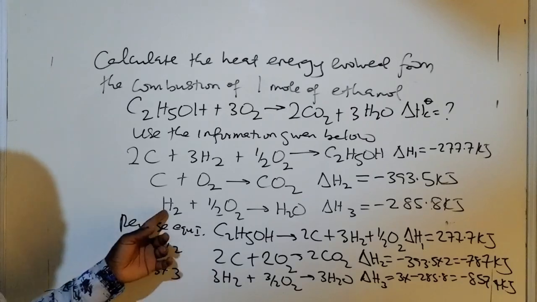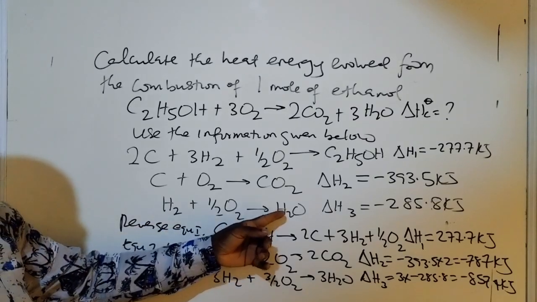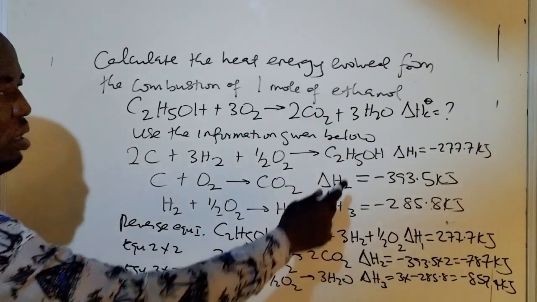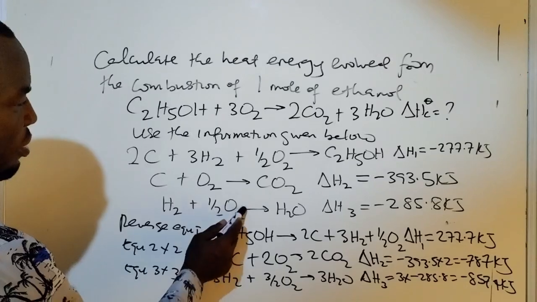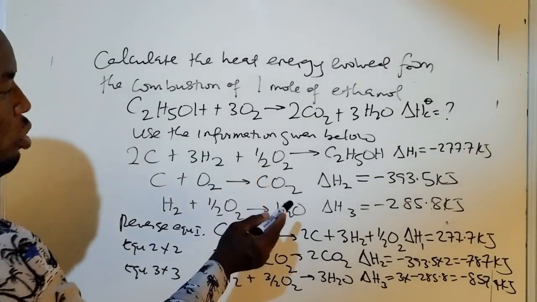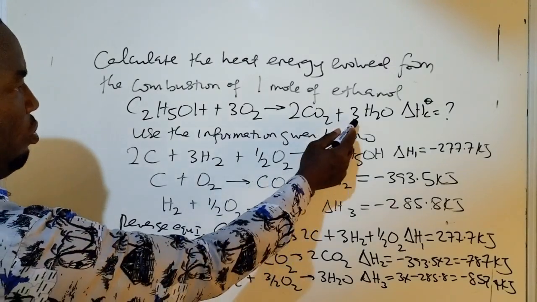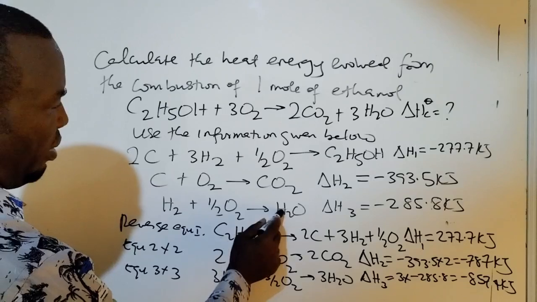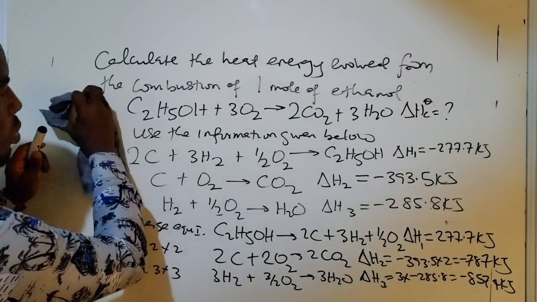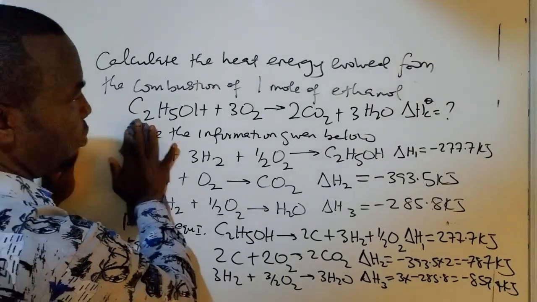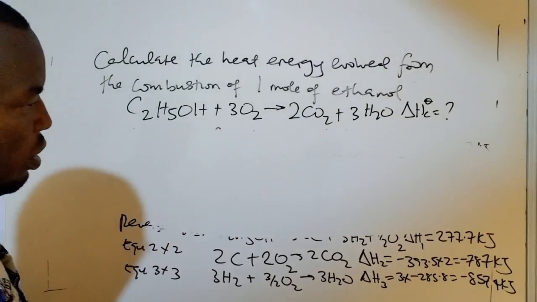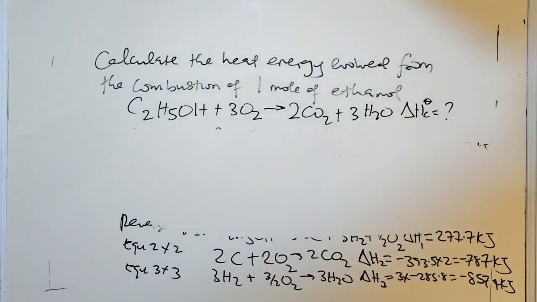Look at equation 3. Water or steam is on the product side, also on the product side this side. And there are 3 moles of steam here. Even though we have oxygen, we're not concerned with changing oxygen because it appeared more than once. So we're going to look at steam. There are 3 moles here. We multiply everything by 3. You have this. So let's bring all this up and see what we're going to do.